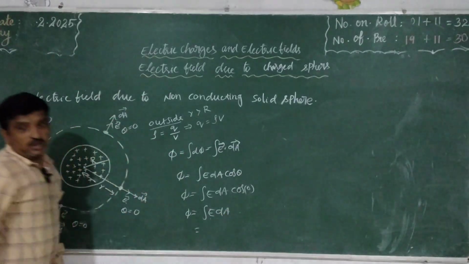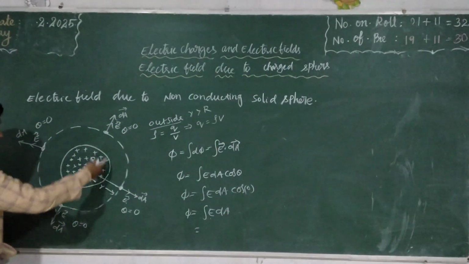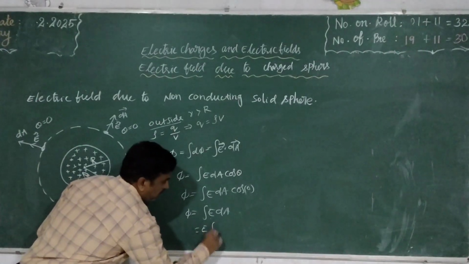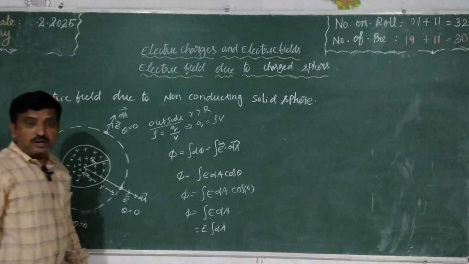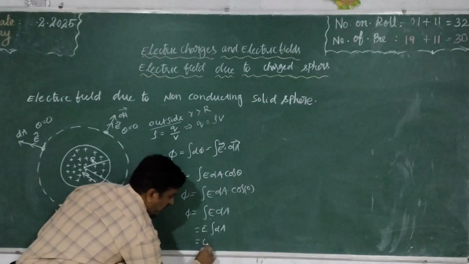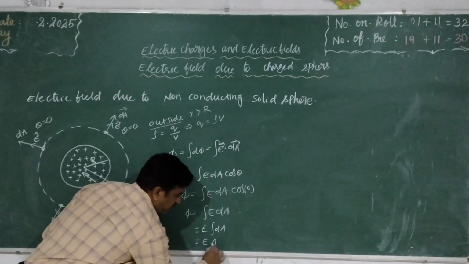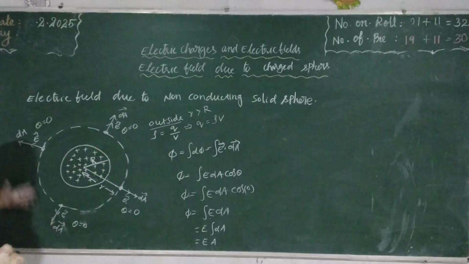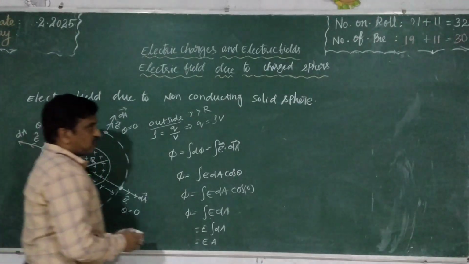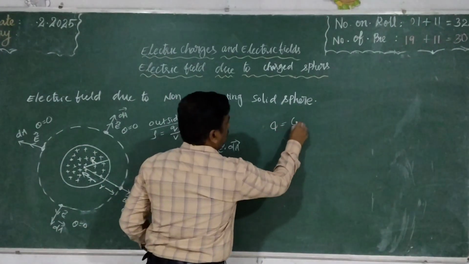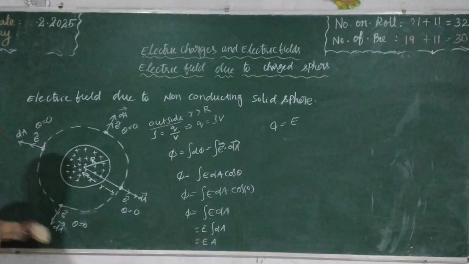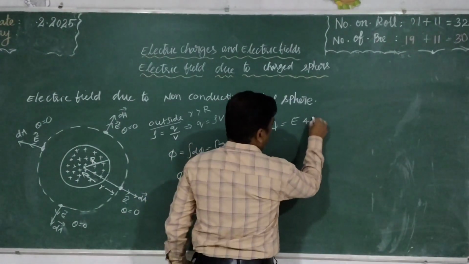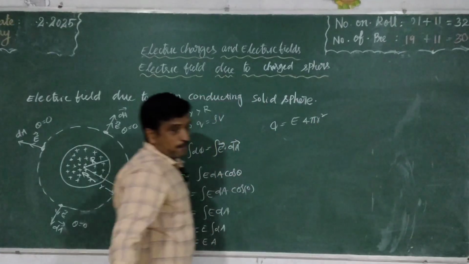The electric field is the same, by symmetry, at every point on the Gaussian surface, so we can take E outside the integral. The integral of dA is the surface area. The surface area of the Gaussian sphere is 4 pi r squared, so phi equals E times 4 pi r squared.